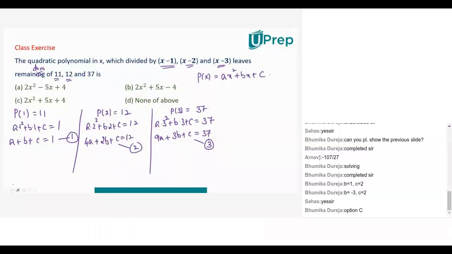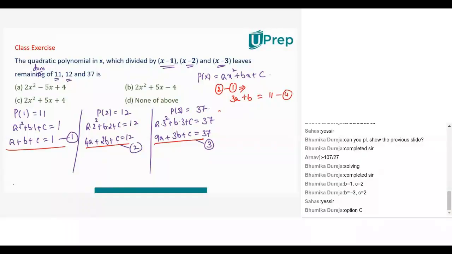For that, I'll show you the difference with a different color. It will be clear then. In this equation, this equation, this equation, all the c terms are the same. So I'll subtract 2 minus 1. Tell me what you get. 4a minus a, 3a. 2b minus b, b, plus c minus c cancels, equal to 12 minus 1, 11. Now this is my fourth equation.